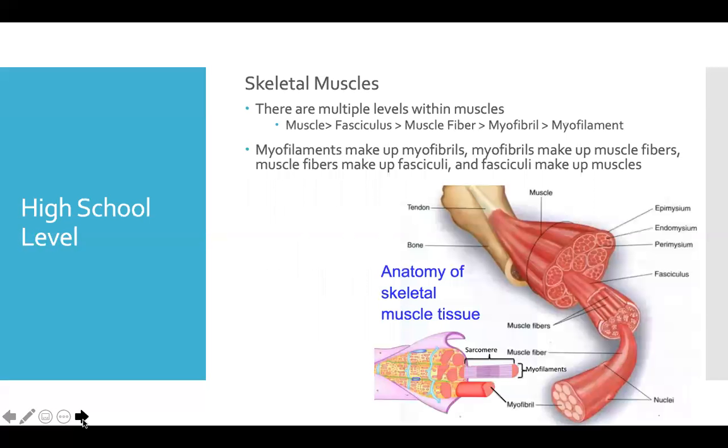For a high school level, there are multiple levels within skeletal muscles. Muscles are made up of fasciculi, which are made up of muscle fibers, which are made up of myofibrils, which are made up of myofilaments.